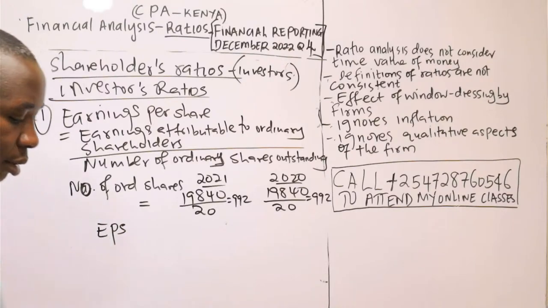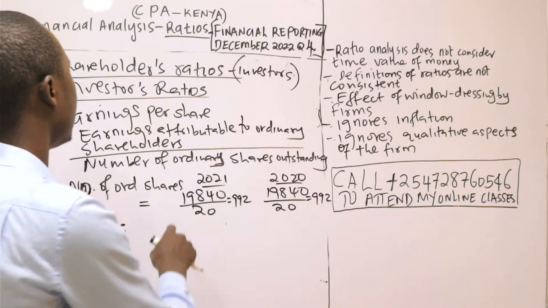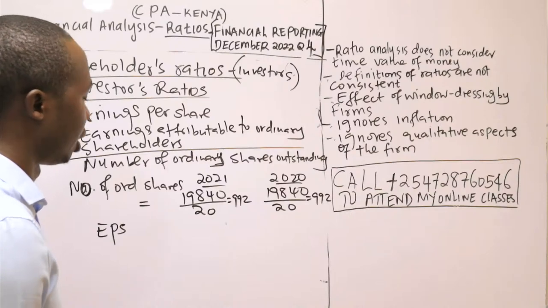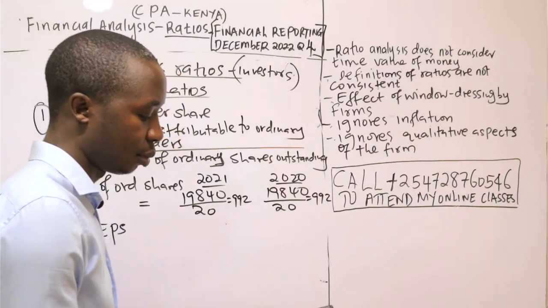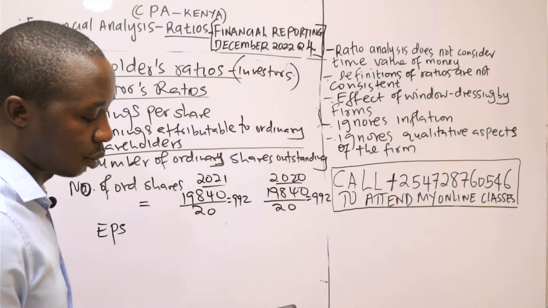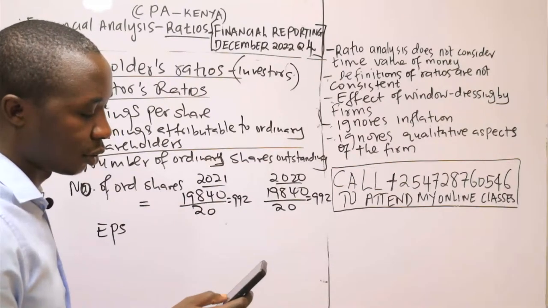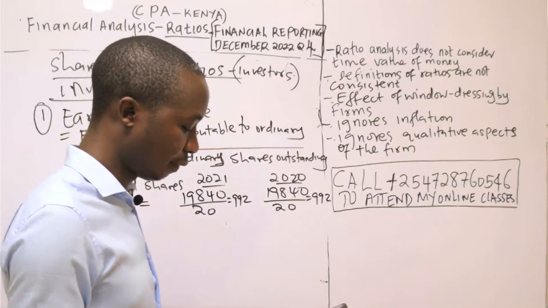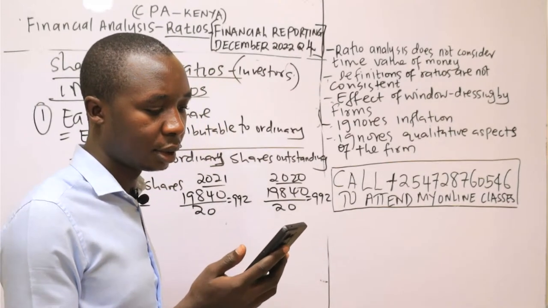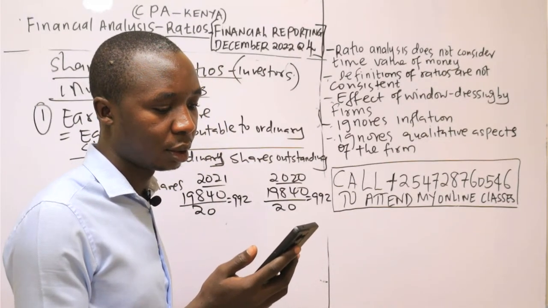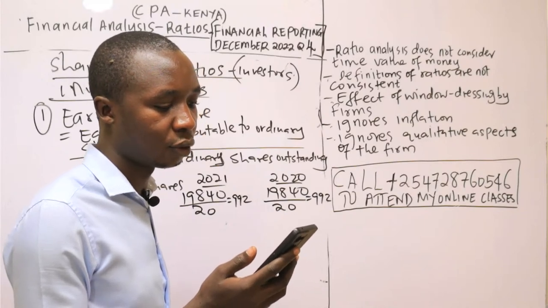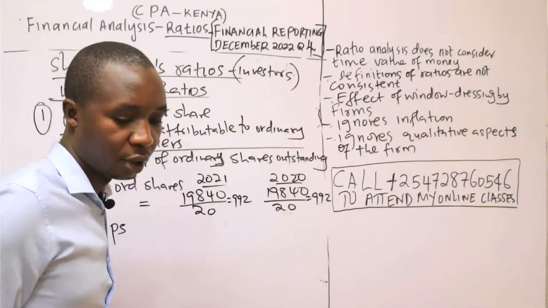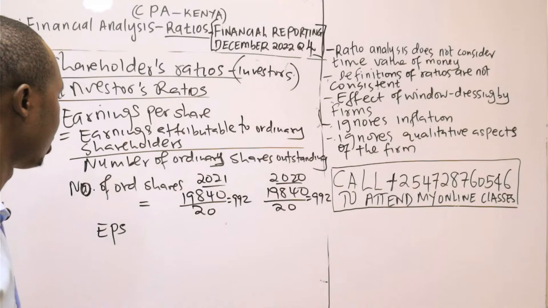To get my EPS, remember it is earnings attributable to ordinary shareholders. You go to the statement of profit and loss. There you have the profit for the period. For 2021, it's 23,320, and for 2020, it's 19,040. That is the earnings attributable to ordinary shareholders, the profit for the period from the statement of profit and loss.